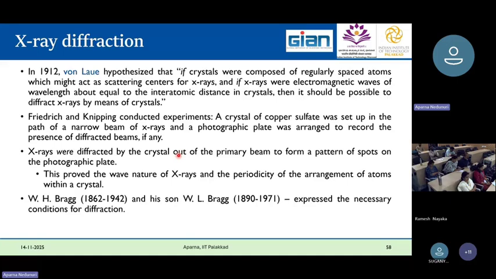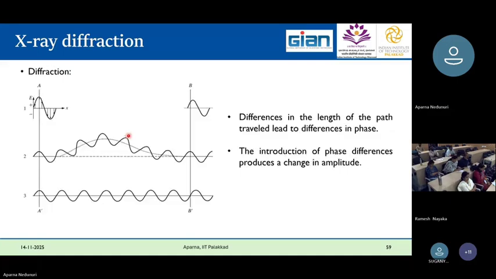Now we'll see what we mean by diffraction. If we have a wave that is coming like this, in a straight line, we have two waves that are coming, and towards the other wavefront B dash, we can have constructive interference if these two path lengths are the same. But if we increase the path length of wave 2, then at wavefront B dash, the second wave and the third wave won't be in the same phase.